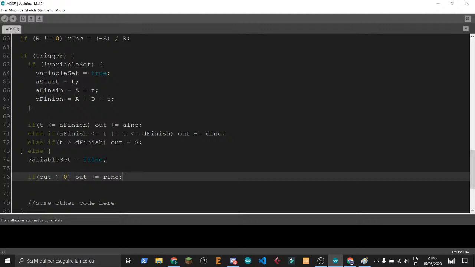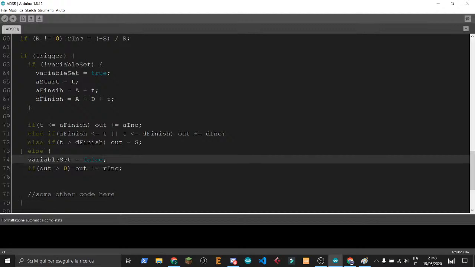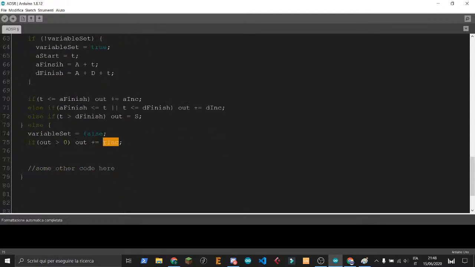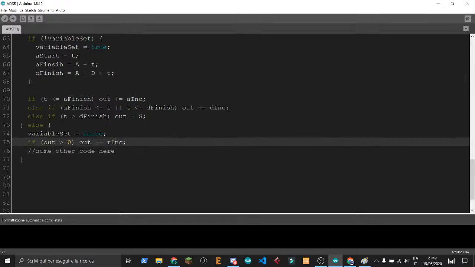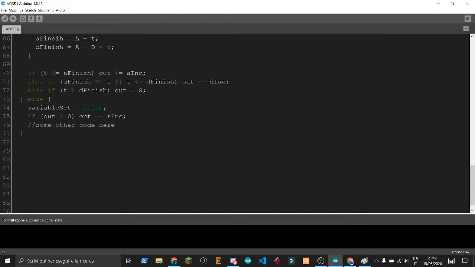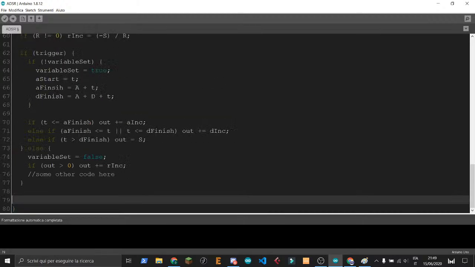Okay. So if output is greater than zero, we should decrease the output value by R inc. So now we can just say quantity. Am I missing something? Oh no, I'm not missing anything.